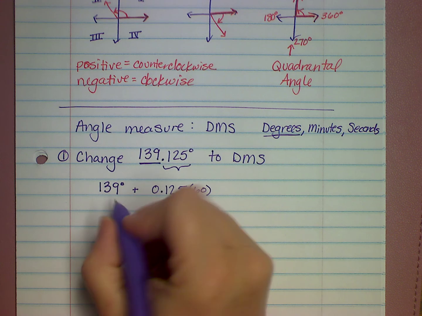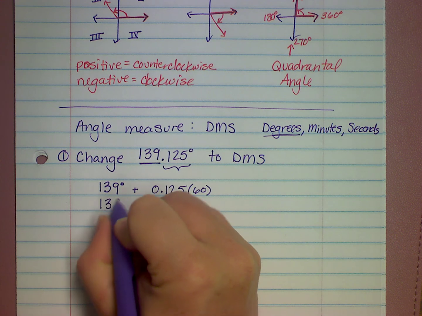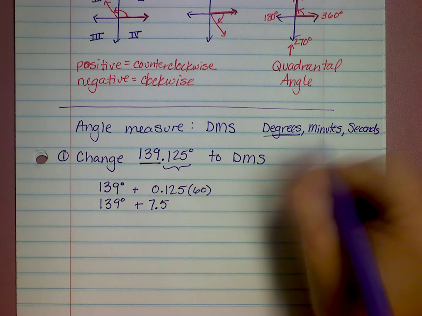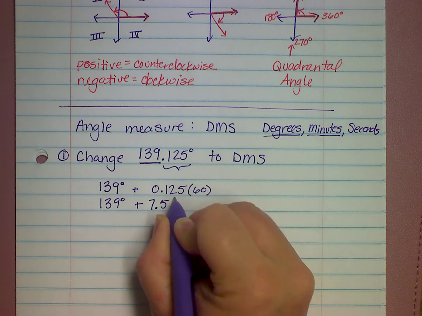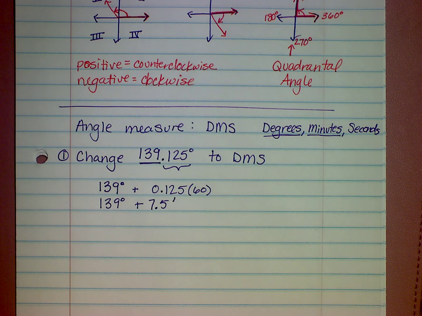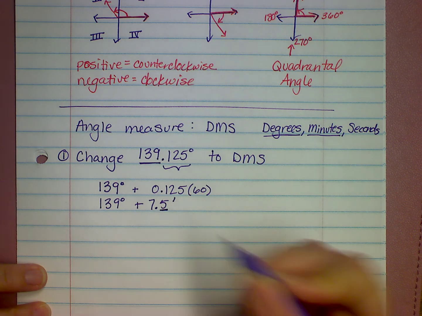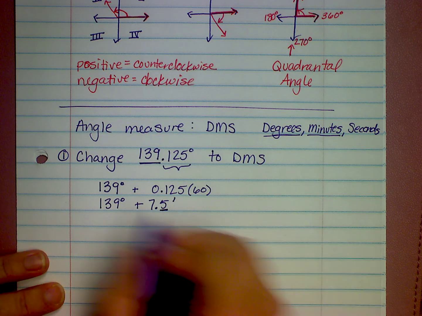7.5. So I have 139 degrees plus 7.5 minutes. And we use one little apostrophe there to refer to minutes. Now I still have a decimal, don't I? So this decimal here is going to give us our seconds. So watch what I have.